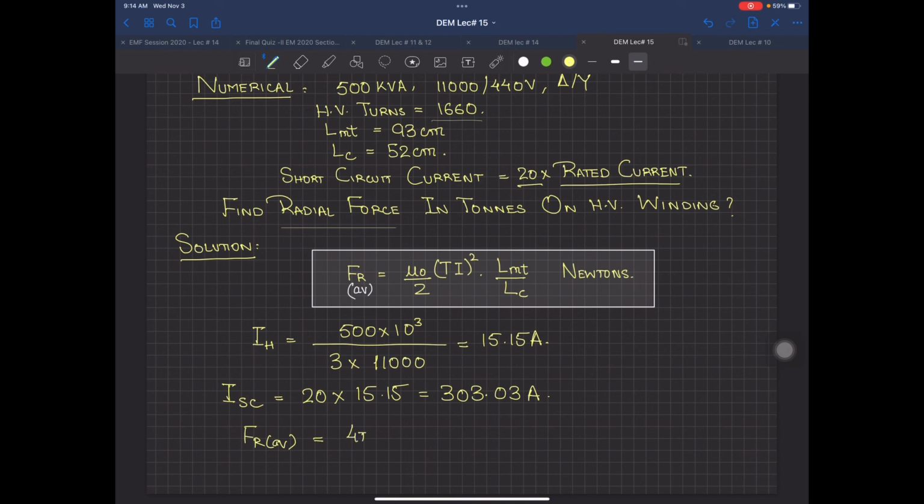So now if I want to find out the average radial force, certainly this will be equal to mu naught, which is 4 pi into 10 raised to power minus 7, divided by 2, multiplied by the number of turns, already told to us, 1660, multiplied by I, 303.03 squared, certainly multiplied by LMT. One thing very important, this is force in newtons, so you have to convert this into meters. So this is 0.93 meters LMT.